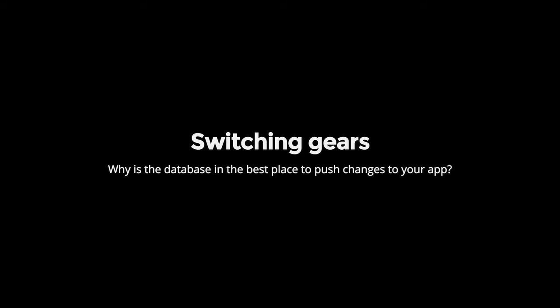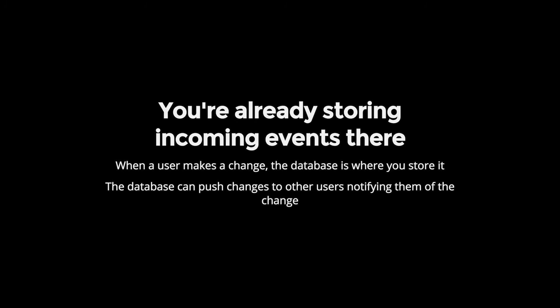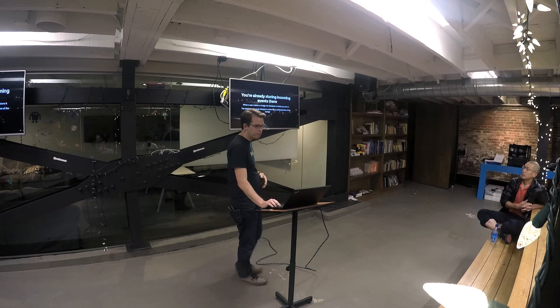So Mike touched on this a little bit, but why is the database the right place to push changes to your app? The big one that he mentioned was, it's a single source of truth. You're already storing everything there. All your events are coming in. So it's a natural place to have notifications coming from.